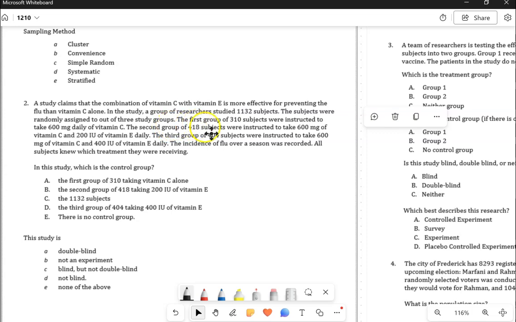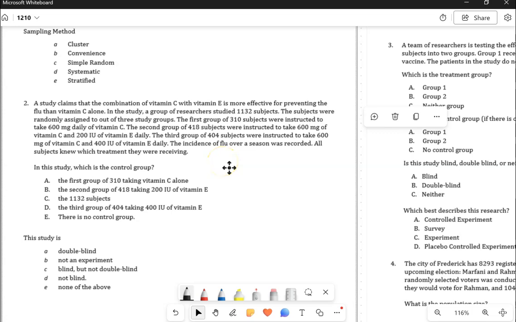Second group, 408 subjects, 600 milligrams vitamin C and 200 international units of vitamin E. And the third group, size 404, some vitamin C and more vitamin E. The incidence of flu over a season was recorded. All subjects knew which treatment they were receiving. Okay, so first off, what is the control group?